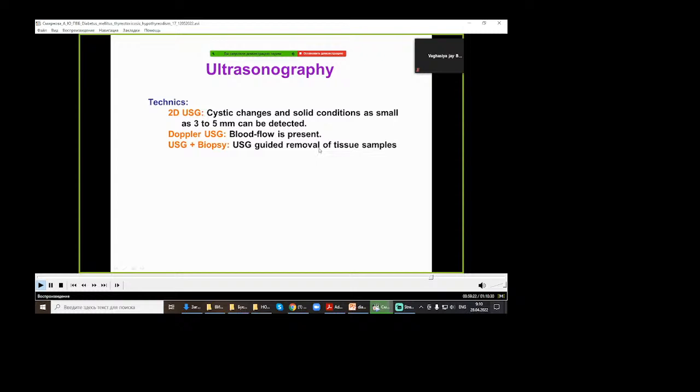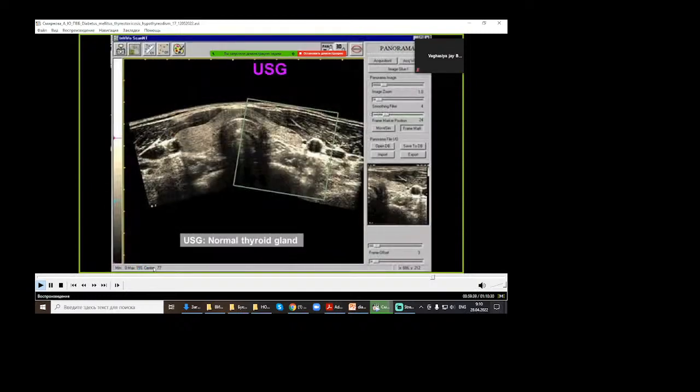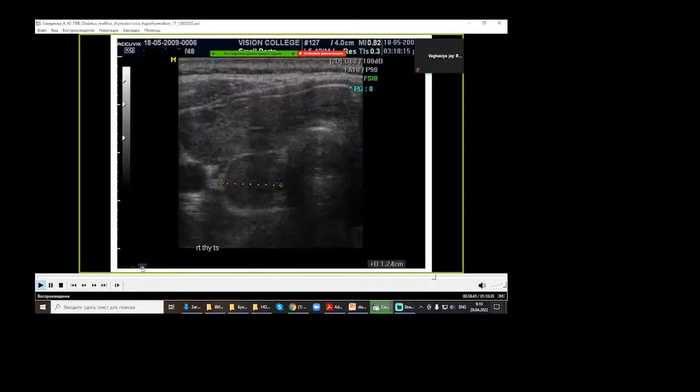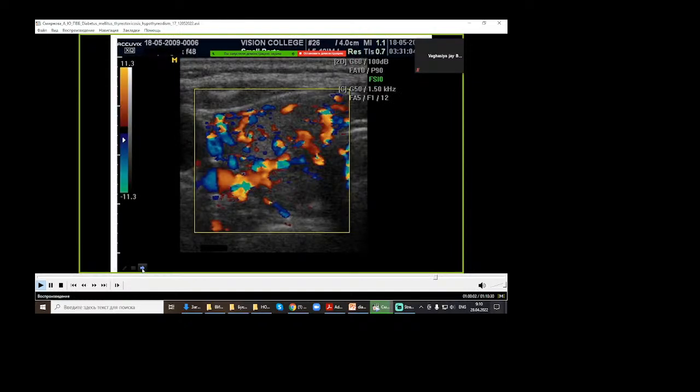We may also use ultrasonography with Doppler study of the thyroid gland and detect the enlargement of thyroid gland and increasing of blood flow. So this is ultrasound of normal thyroid gland. This is ultrasound of enlarged thyroid gland with nodules, and this is increased blood flow in case of thyrotoxicosis.